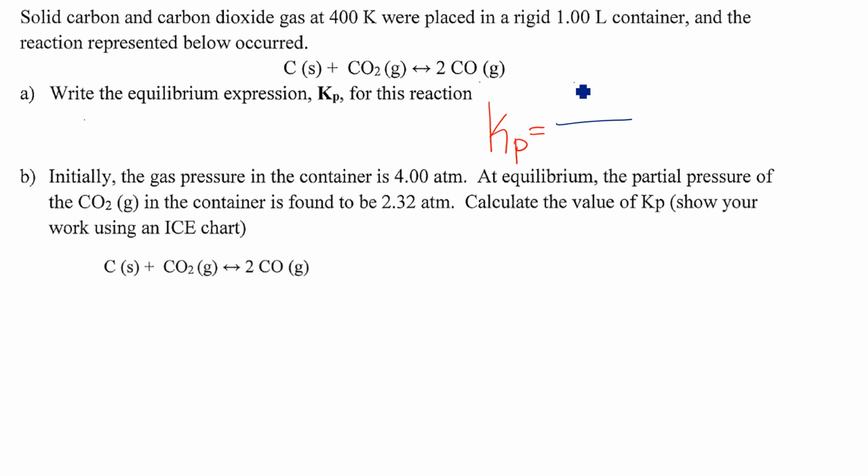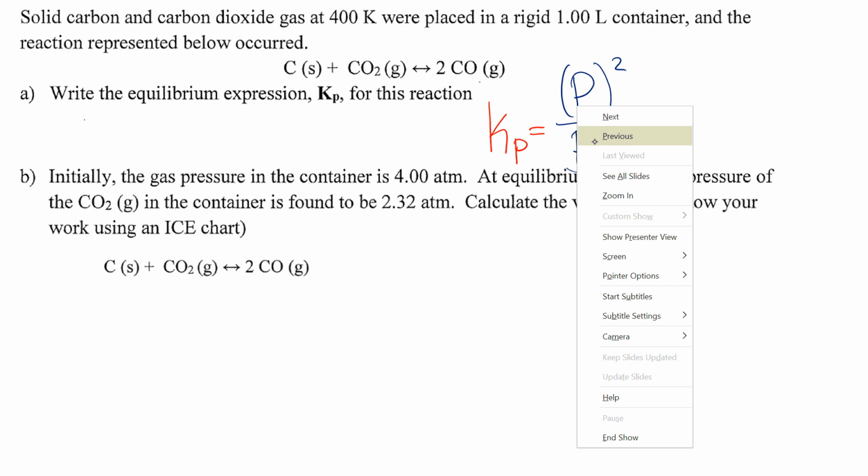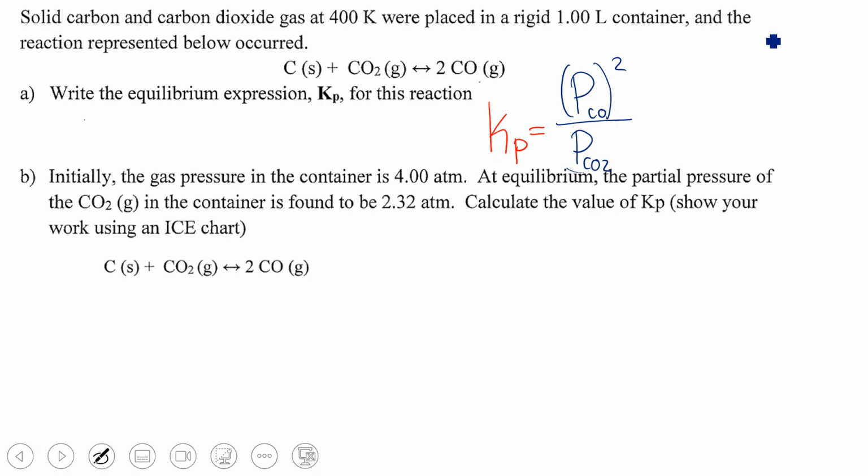so my CO is going to go on the top, but instead of writing square brackets CO, that would indicate concentration. What I want to do is show pressure. So I'm going to say pressure of CO, and I'm going to square it. And on the bottom, I'm going to have the pressure of my CO2, and I'm going to leave out my solid carbon because we leave solids and liquids out of the K expression. So this is my K expression right here. It's just my two gases that I'm going to be concerned with.